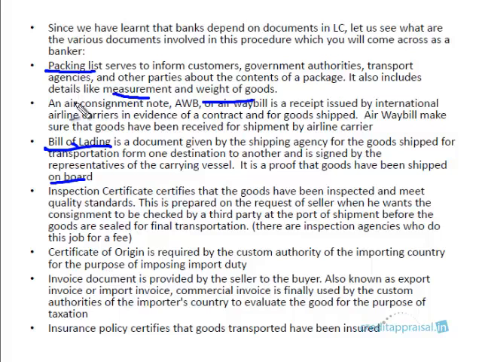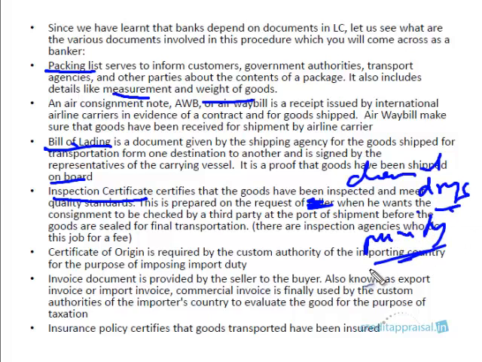There is something called an inspection certificate. An inspection certificate is not actually mandatory in every case. It can be insisted on by the buyer, not by the seller. For example, because this is international trade, we don't know. Say this is some chemical which is used in drugs. So we want to be very sure of the purity of this material.